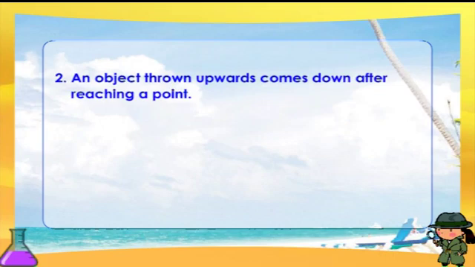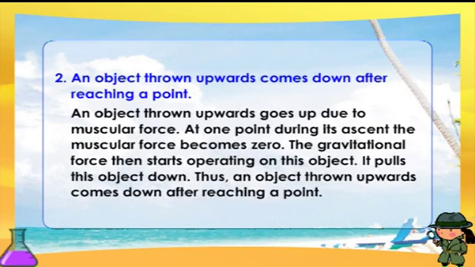An object thrown upwards comes down after reaching a point. An object thrown upwards goes up due to muscular force. At one point during its ascent, the muscular force becomes zero. The gravitational force then starts operating on the object. It pulls the object down. Thus, an object thrown upwards comes down after reaching a point.